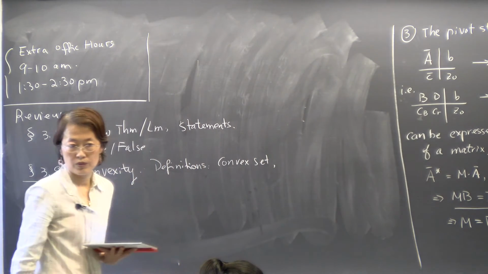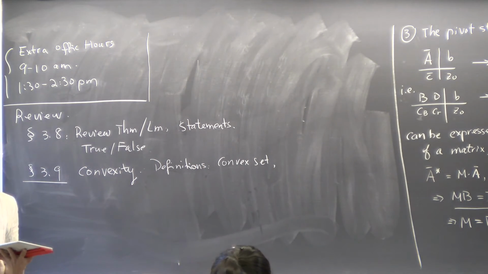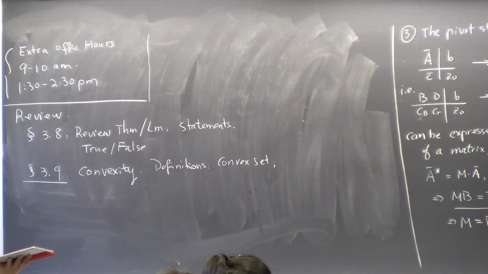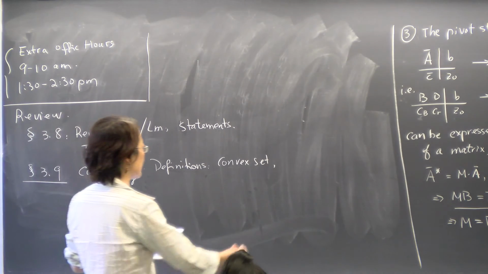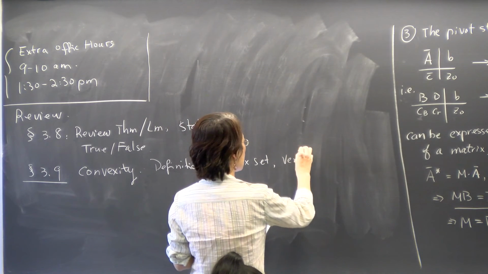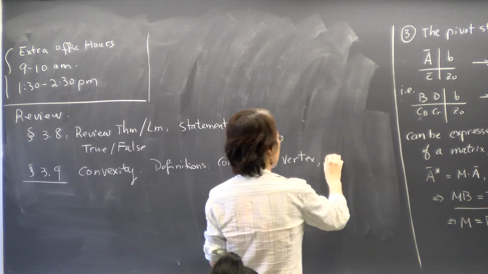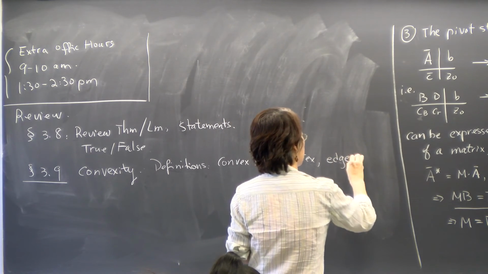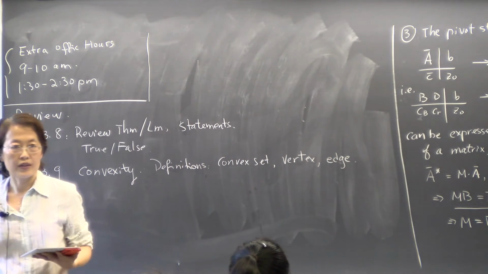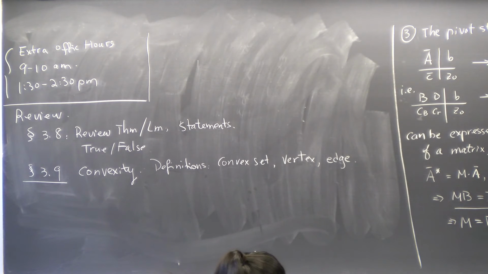Do we all know what it means for a set to be convex? In my lecture, I give a formal definition. The book doesn't have a definition. You just say it's like this and that. You have to know that, and then we defined what is a vertex, what is a corner, and what is an edge. So you have to be clear in your head what all these definitions are, okay?